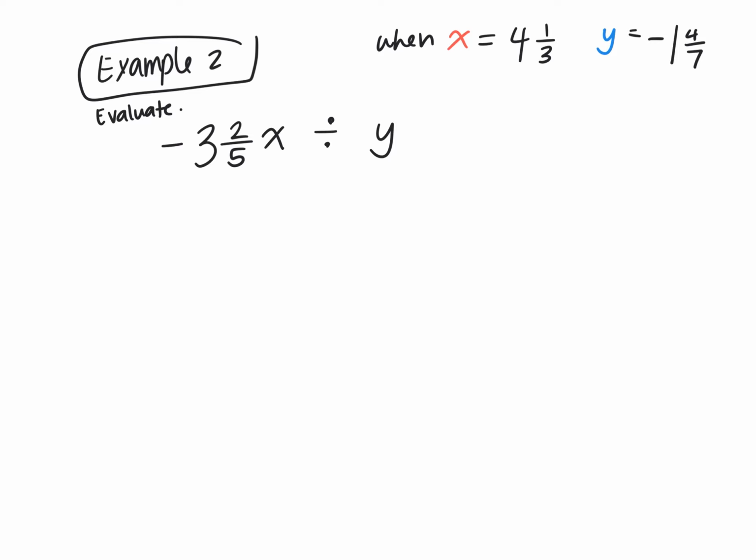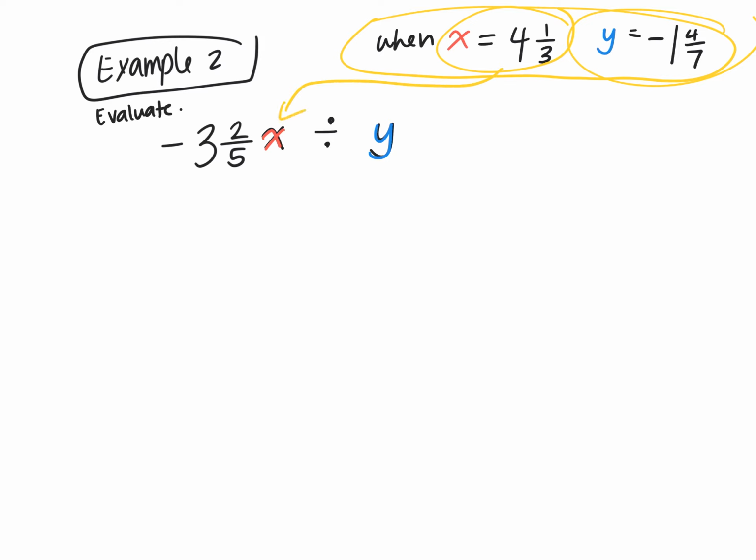Okay, so the first thing we want to do here, you have an x in the question and you have a y in the question, but I'm telling you that x is equal to 4 1/3 and y is equal to negative 1 4/7. What should I do with that information? So instead of writing the variable, we replace it with the value of it. So we're substituting the value of x into the expression.